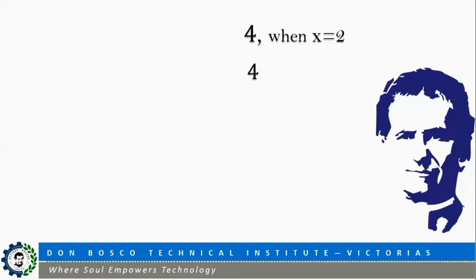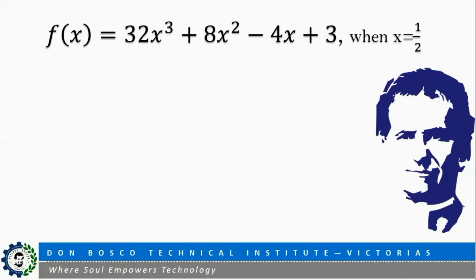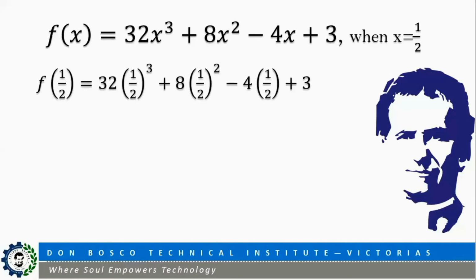In another example, we have f of x is equal to 32x cubed plus 8x squared minus 4x plus 3, and we need to evaluate this if x is equal to 1/2. Following the method of the previous example, we need to substitute first, giving us f of 1/2 is equal to 32 times 1/2 cubed plus 8 times 1/2 squared minus 4 times 1/2 plus 3.